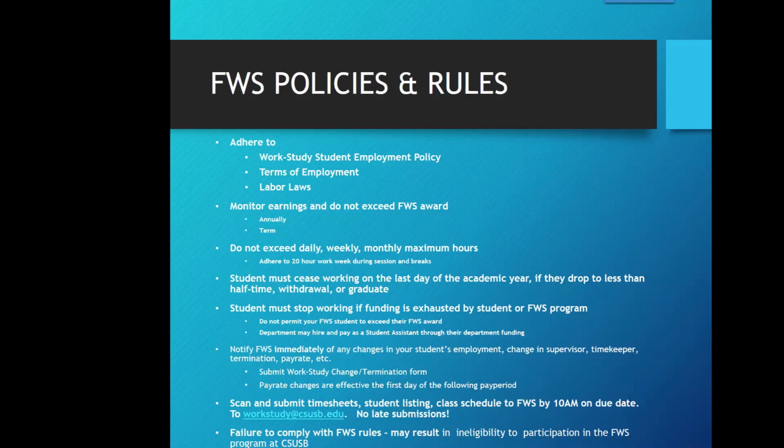Supervisors need to submit such requests on the work study change termination form, which is available on the Financial Aid Office website under application and forms under work study. If a pay rate increase is requested, say you submit it today, which is August the 27th, it will not become effective until the first day of the following pay period, which would be September 1st.